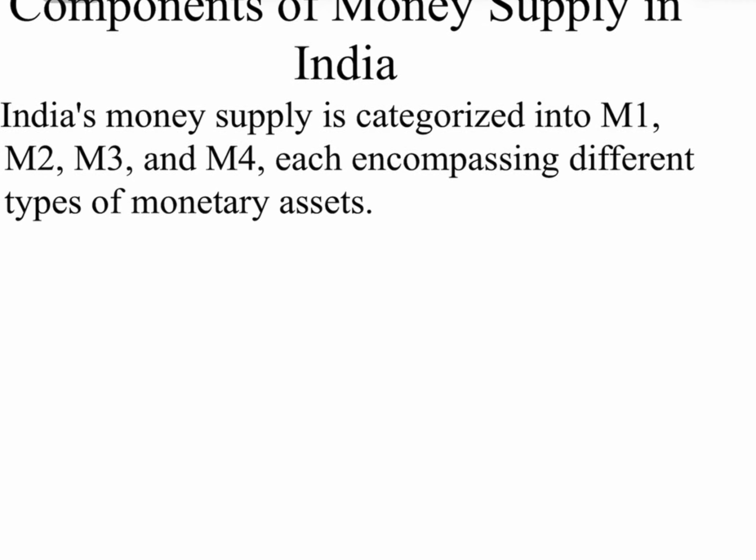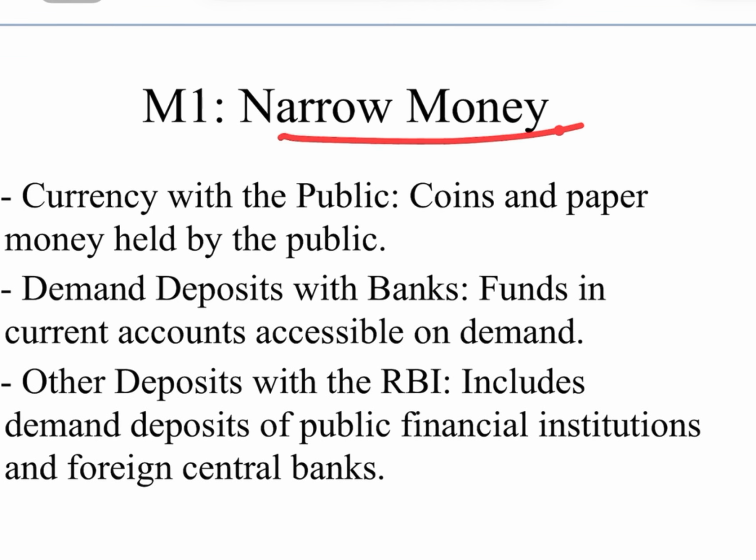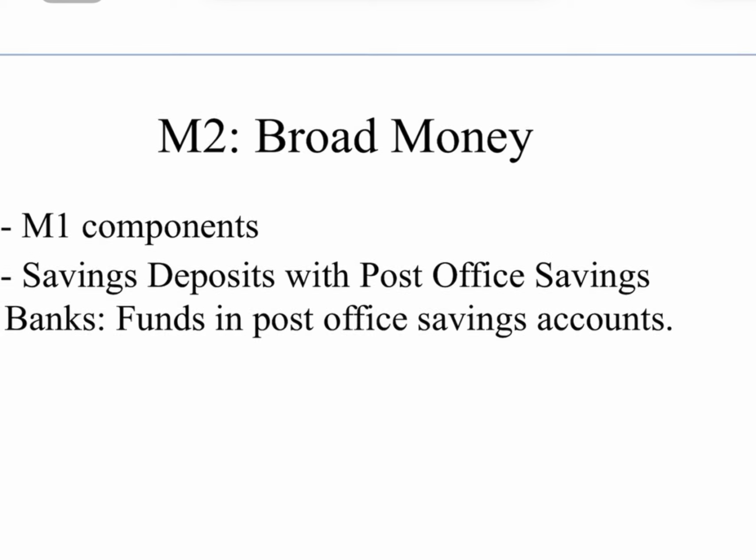So let's dive into the concept of M1. M1 is also known as the narrow money. Why is it known as the narrow money? Because it only calculates the money that is available in the most liquid form: currency with the public, like coins and paper money held by the public, the demand deposits with banks within the current accounts, and the other deposits with the RBI, which includes demand deposits of public financial institutions and foreign central banks.